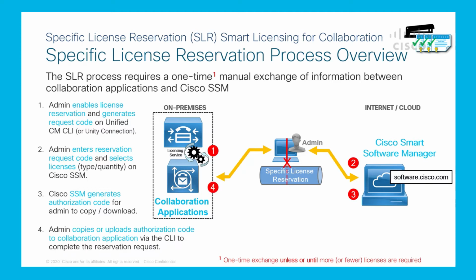And then finally, in step 4, the administrator returns to the application CLI and copies or uploads the reservation authorization code received from the Cisco SSM online service in step 3. This will complete the reservation request and license the application.